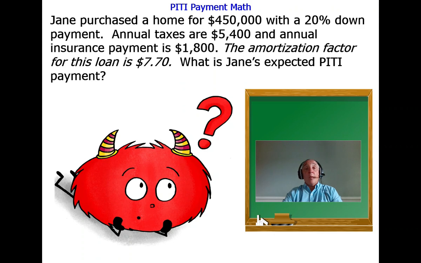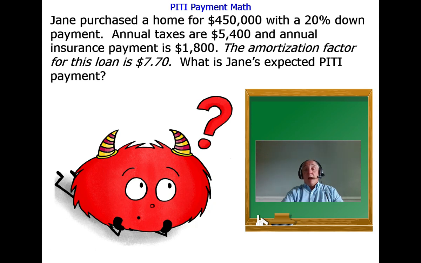All right? So, here's a good question. If Jane purchased a home for $450,000, again 20% down, let's say she's going to get a loan for 80% of the purchase price. That means she's putting 20% down and she is financing 80%. Annual taxes $5,400, insurance payment $1,800. We have our loan factor, 7.70. Always get the loan factor in the national test. So what is the PITI payment?